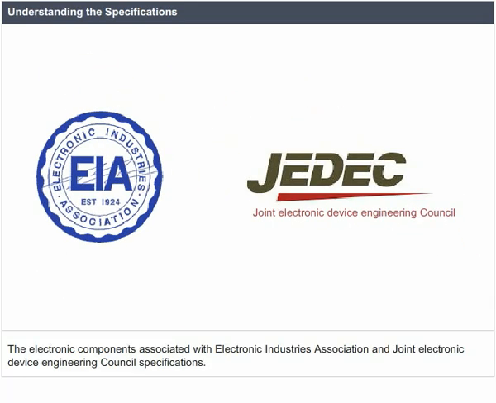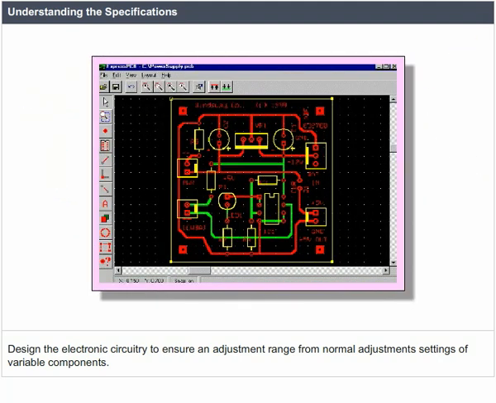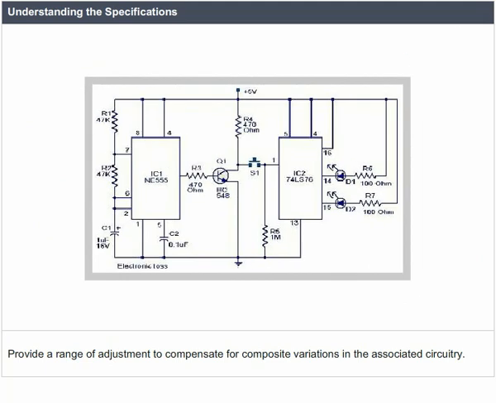Understanding the specifications. The electronic components are associated with Electronic Industries Association and Joint Electron Device Engineering Council specifications. Design the electronic circuitry to ensure an adjustment range from normal adjustment settings of variable components. Provide a range of adjustments to compensate for composite variations in the associated circuitry.